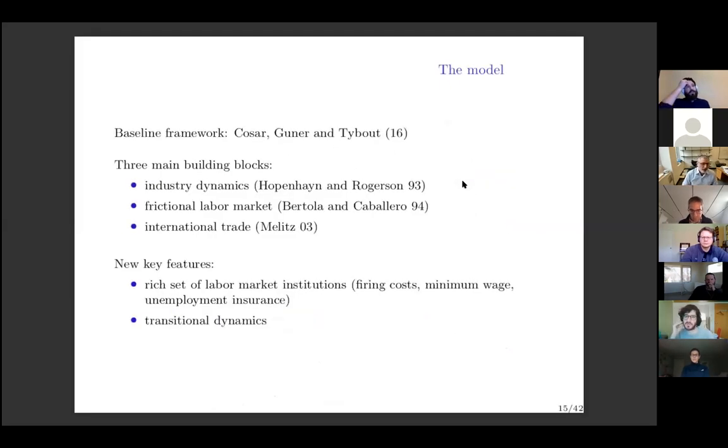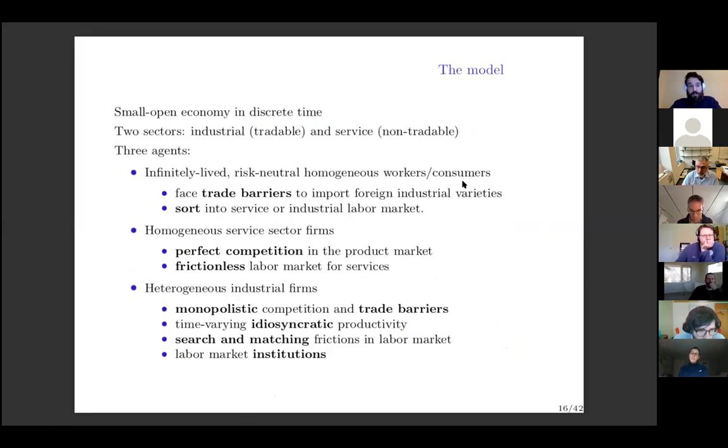All right. So let me jump to the model. So I'm going to use the baseline framework from Jøsar, Gunnar, and Talbot, which combines three main building blocks. There is an industry dynamics, there is a frictional labor market, and there is international trade. I'm going to add a set of labor market institutions that I've discussed, and I'm going to solve for the transitional dynamics. So this is a small open economy, discrete time, two sectors, industrial and services, three agents.